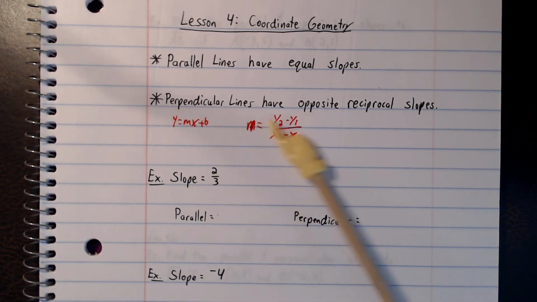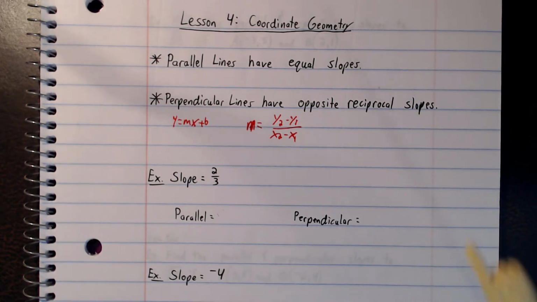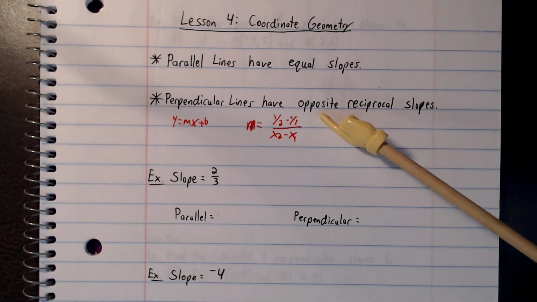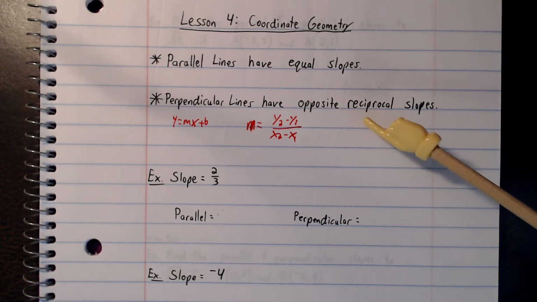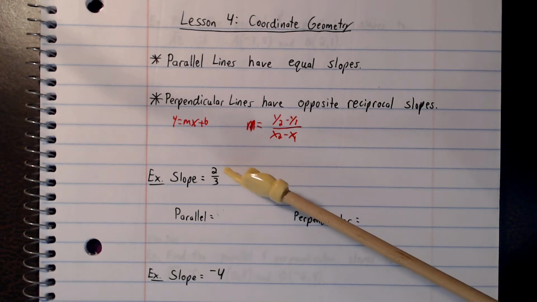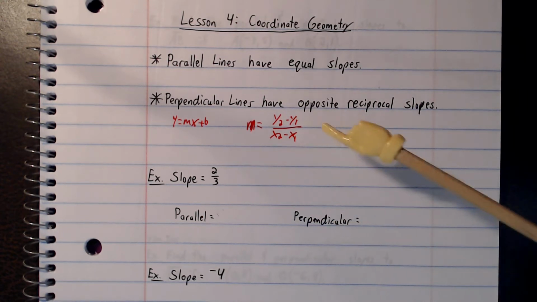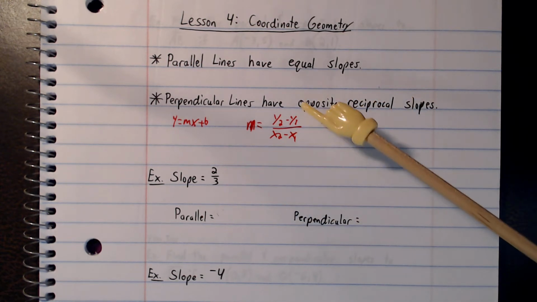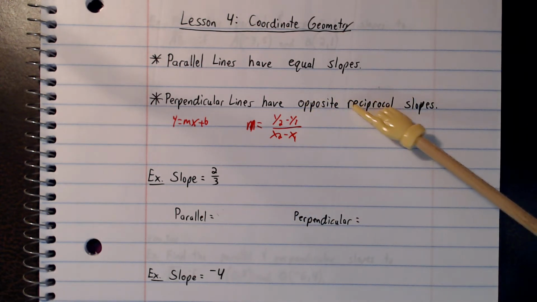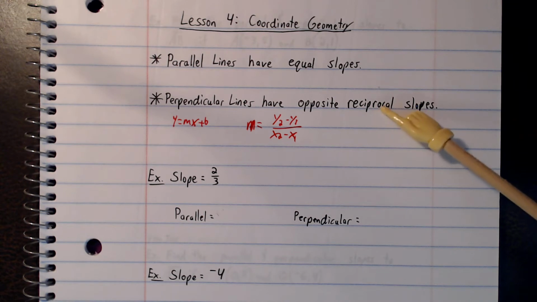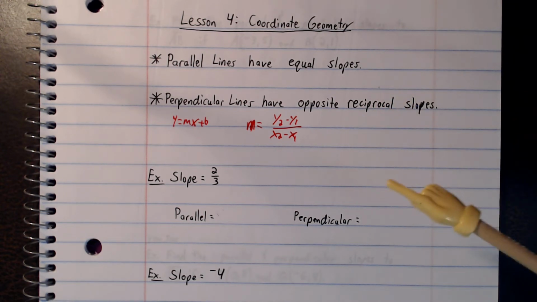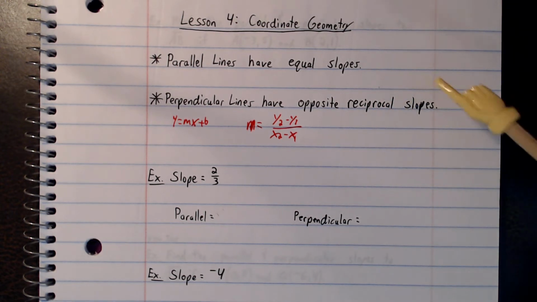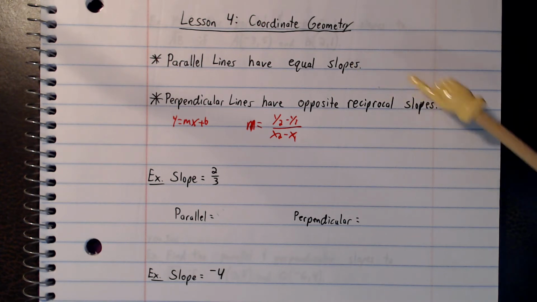Perpendicular lines have opposite reciprocal slopes. So, in this particular situation, we would have to have opposite signs, one positive, one negative, and the reciprocal. So we see an example here of 2 over 3. The reciprocal here would be 3 over 2. Okay, we flipped. So we would say opposite signs, and then flipped is what we would usually refer to as reciprocal in class. Okay, and it mentions slope for both of these.